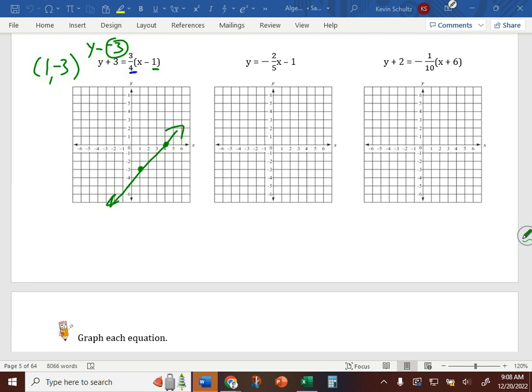The next one's in slope-intercept. That's review. We'll skip that one. Let's go to the last one. y + 2 = -1/10 (x + 6). And if you think about the formula, to get this y + 2, the formula would have had to read y minus -2. And to get that x + 6, the formula would have had to read x minus -6. So when you extract that ordered pair, what's it going to be? Maddie.